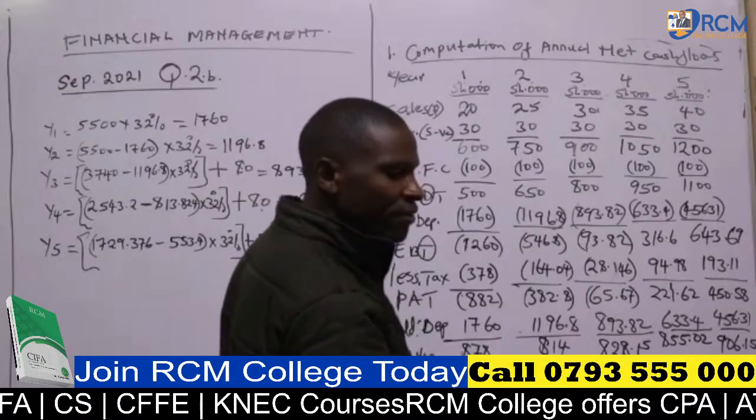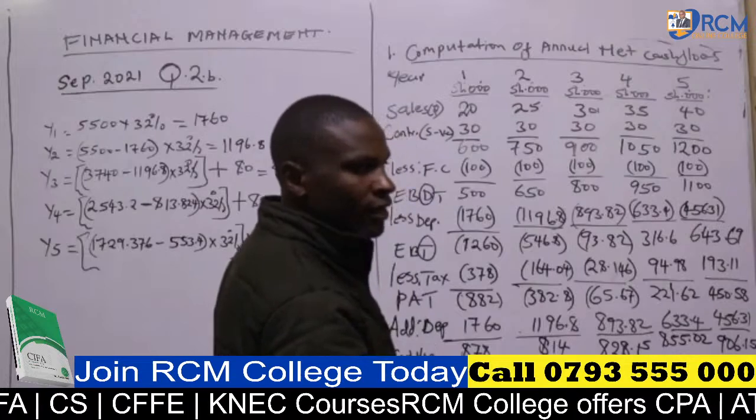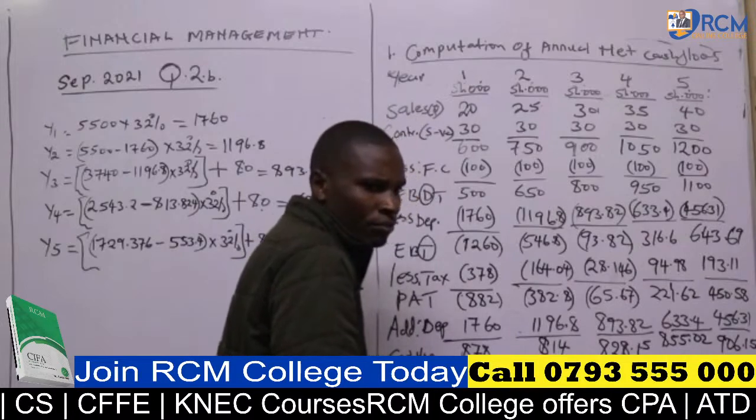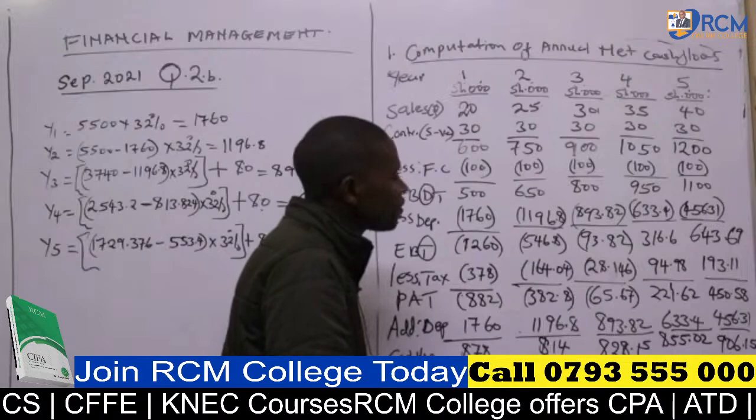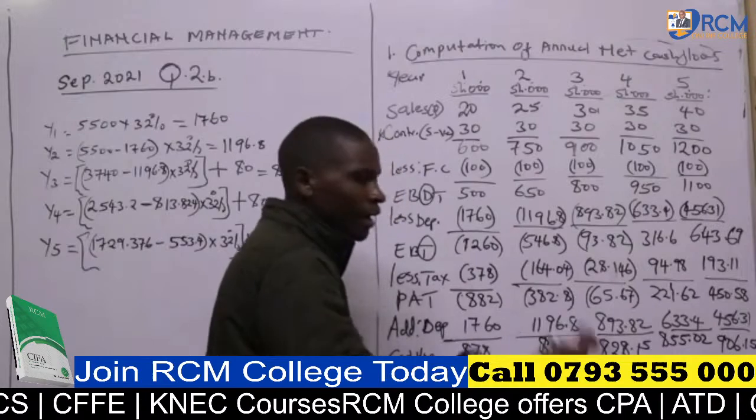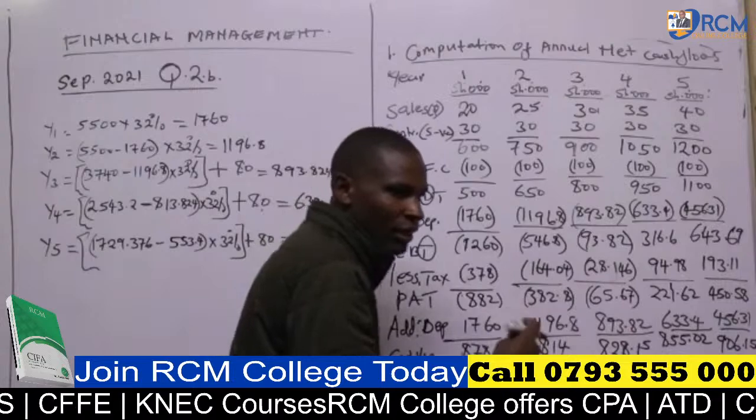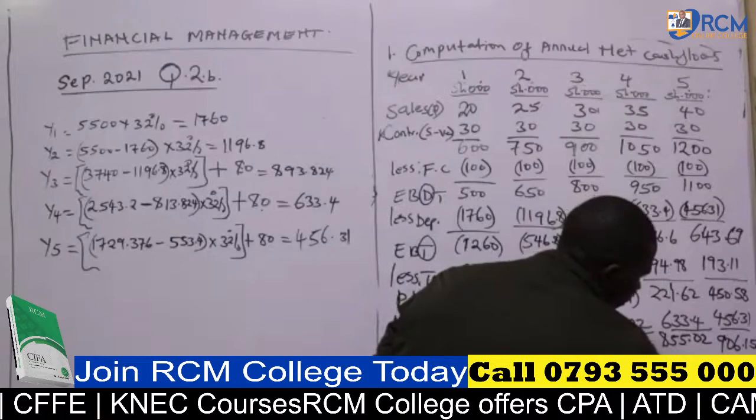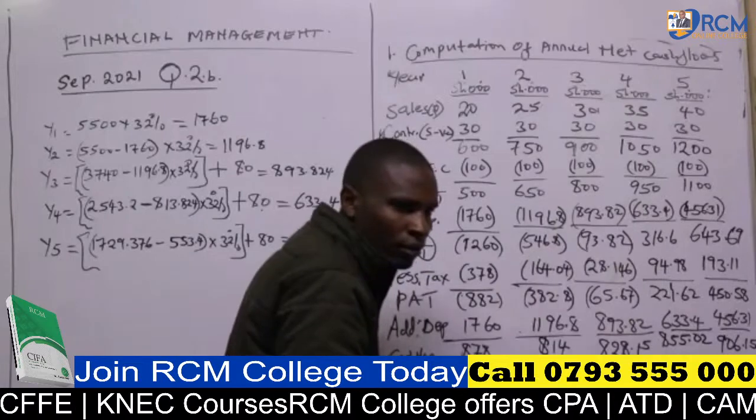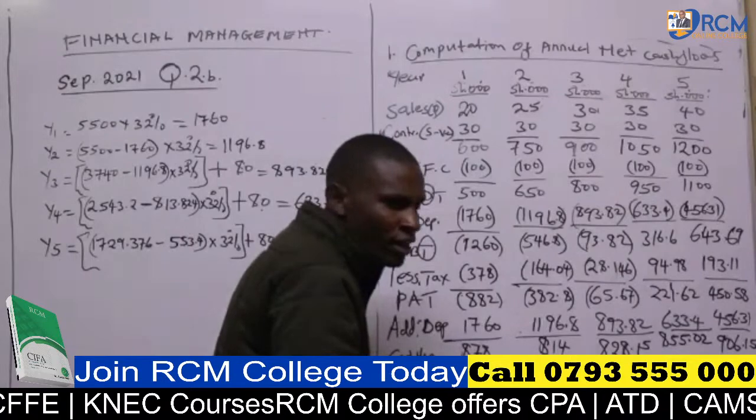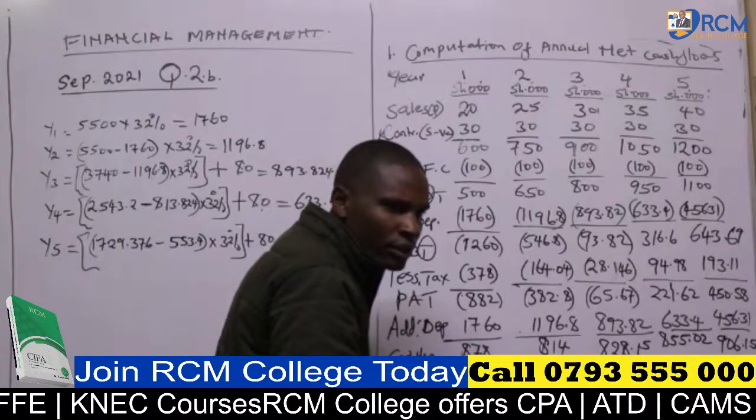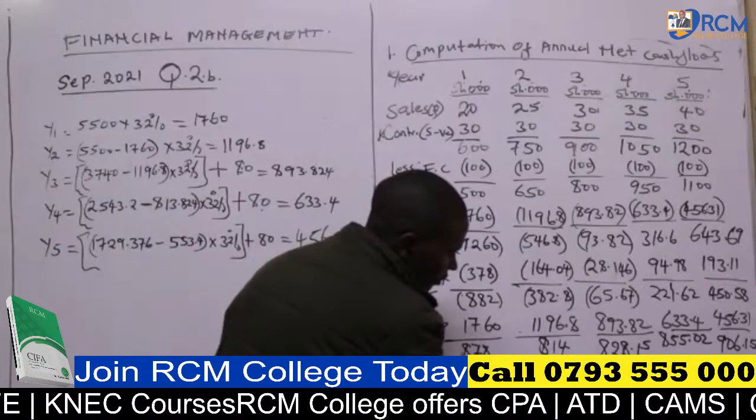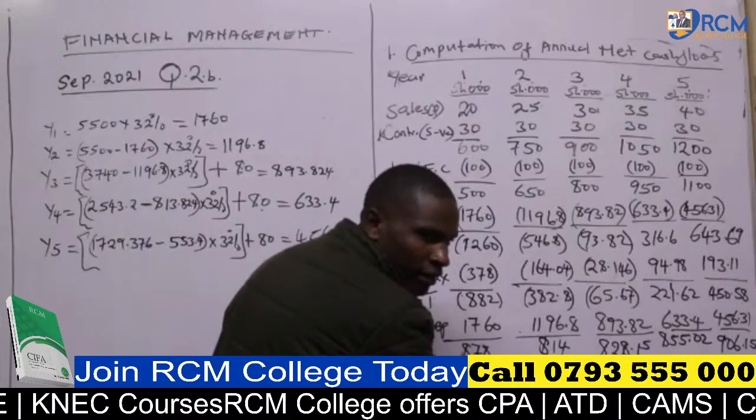Hata ukifanya year 5, unipatie wewe niambie tu Y5, Y3, I will just be very happy. Give me this. Nataka by the end of the month tukue at least our paid. Iko 491.8. Being given 491.8, year 5. 637, Maria, nazifuatanisha. 637.44.